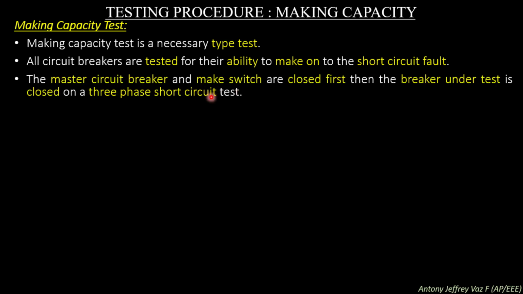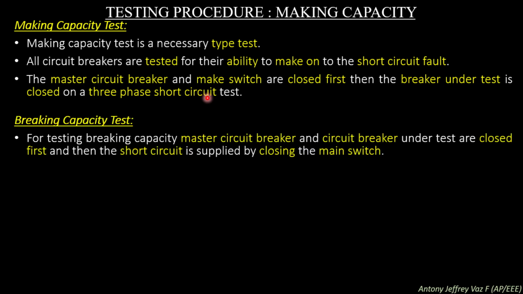The master circuit breaker and make switch are closed first, then the breaker under test is closed on a three-phase short circuit test. So for the making capacity test, the master circuit breaker and the make switches are closed first, then the breaker under test is closed on a three-phase short circuit test.